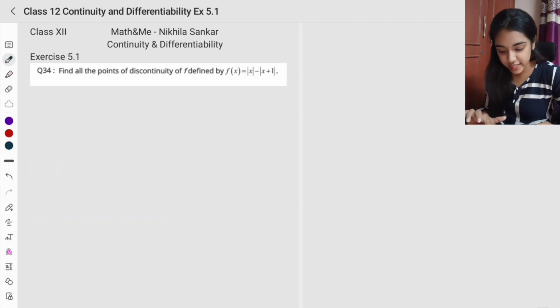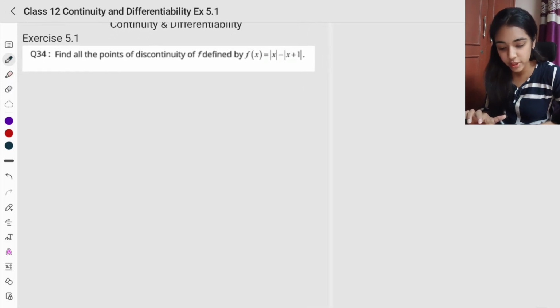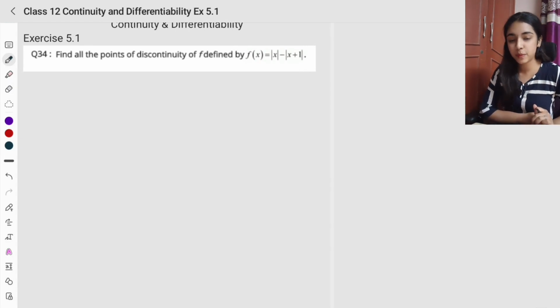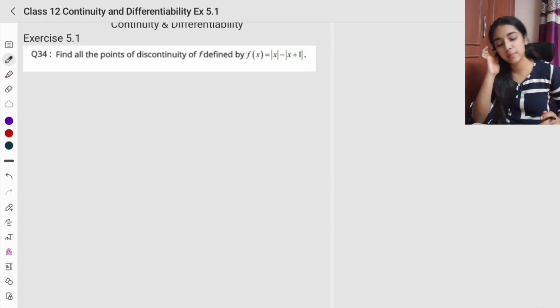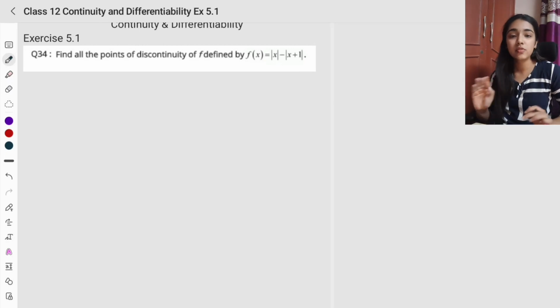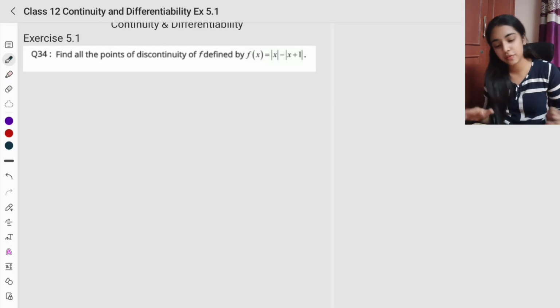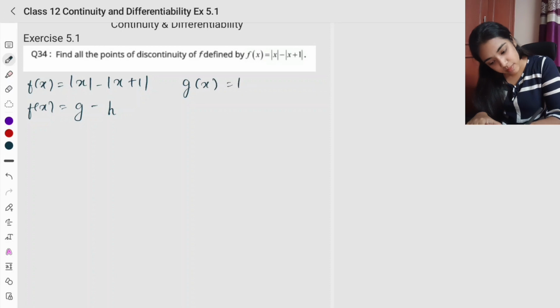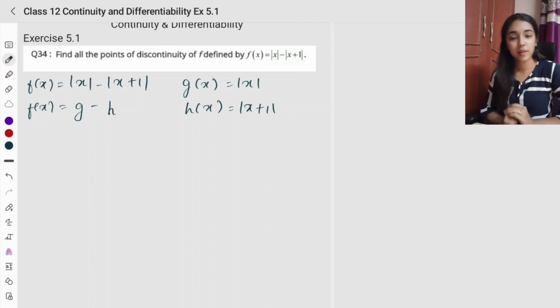Last and the final question of the exercise, question number 34. Find all the points of discontinuity of f defined by f of x is equal to mod x plus mod of x plus 1. Okay, இப்போ ரெண்டு function இருக்கு. I do not have combination of function, but I have difference of functions. So f of x is equal to mod x minus mod of x plus 1. So this I can rewrite it as function g minus h. So g of x is going to be mod x and h of x is going to be mod of x plus 1.